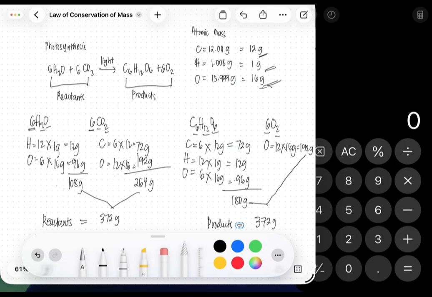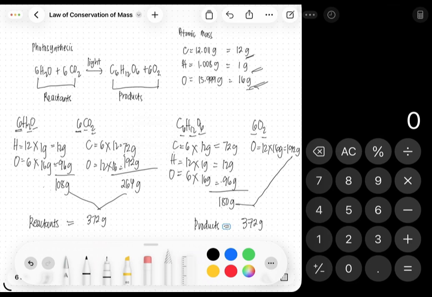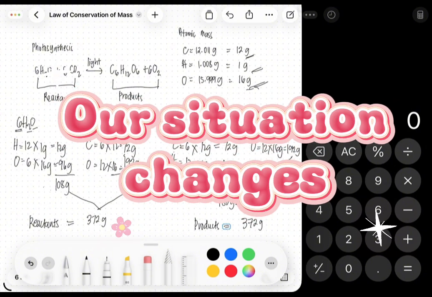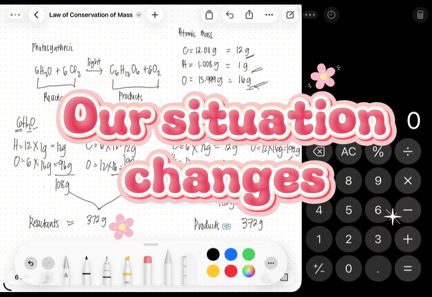Now guys, are you ready for the science hugot? As we can see here, atoms are rearranged in a chemical reaction. In life, our situations may change.